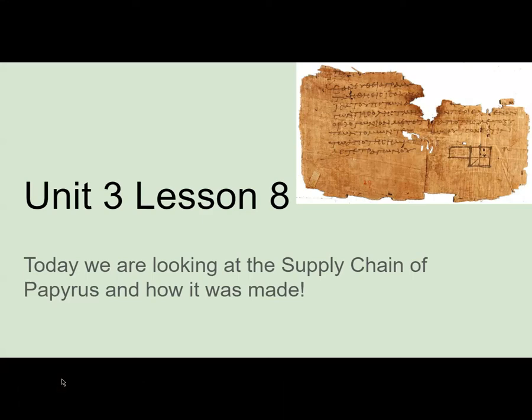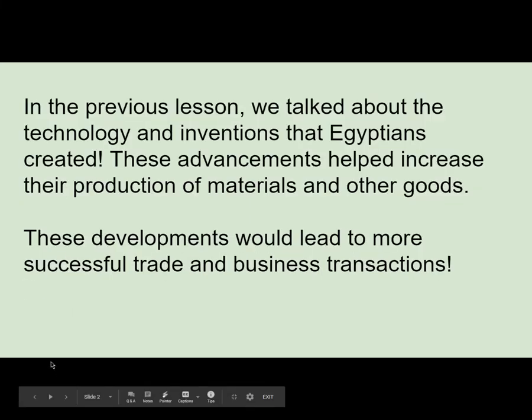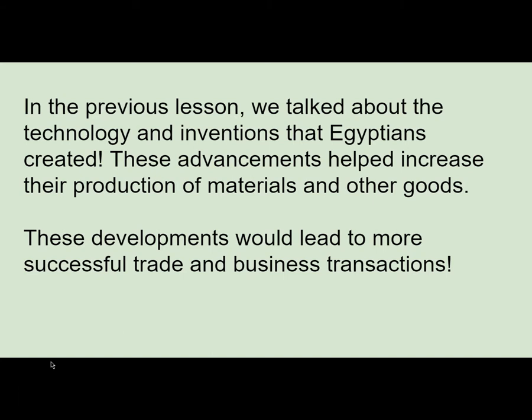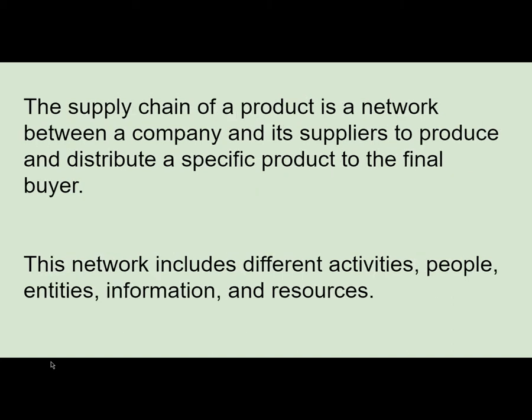Hey everyone, this is Unit 3, Lesson 8, and today we are looking at the supply chain of papyrus and how it was made. In the previous lesson, we talked about the technology and inventions that Egyptians created. These advancements helped to increase their production of materials and other goods. These developments would lead to more successful trade and business transactions.